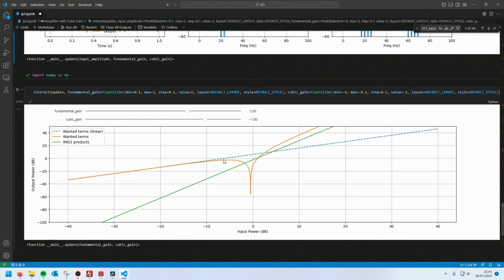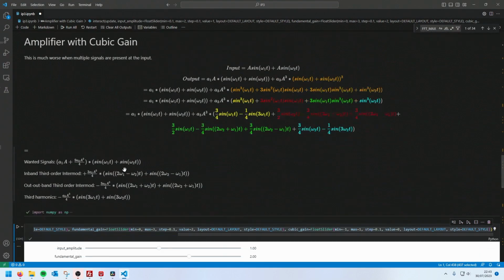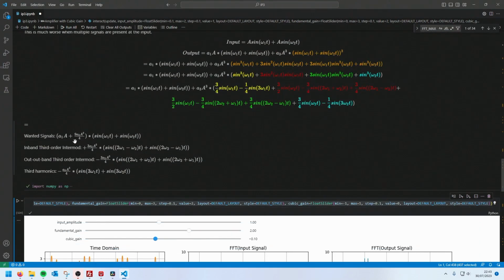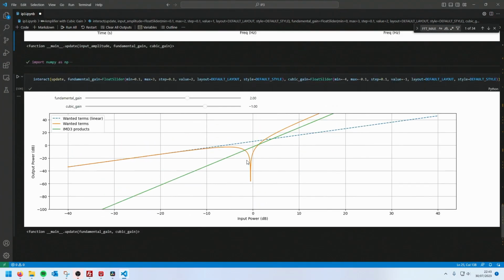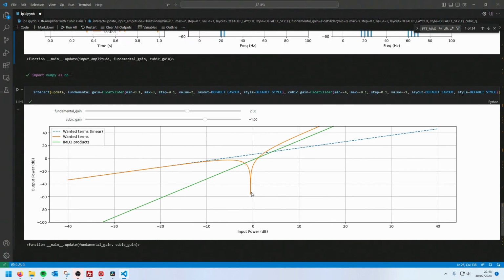What we can also see here is our gain compression. So this is our P1 dB, as our output dips below what we'd expect. And this is coming from this term here being negative. Now, this is a mathematical simplification. You won't ever see it come back up like this.